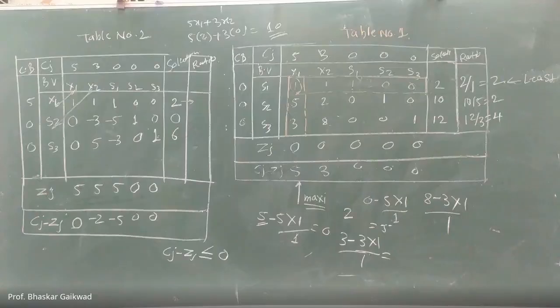Hello, sir. Yes, go ahead. Sir, will you please rotate the camera to column number 2? Column number 2, Table number 2, sir. Table number 2. Yes, it is visible.